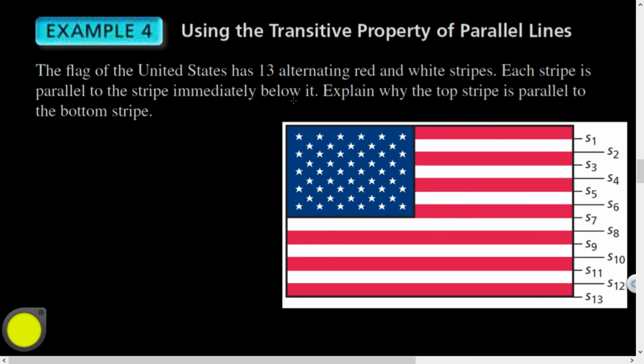But the flag of the United States has 13 alternating red and white stripes. Each stripe is parallel, which is the most patriotic way for lines to be, to the stripe immediately below it. Explain why the top stripe is parallel to the bottom stripe.